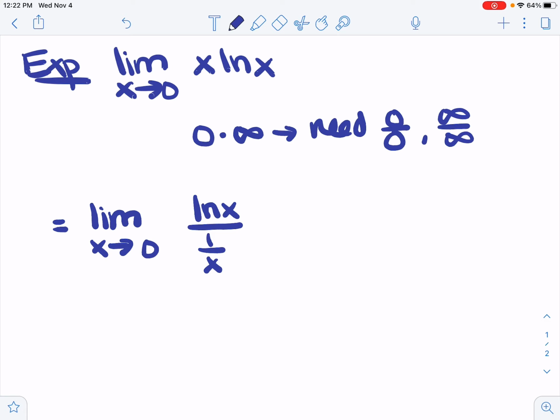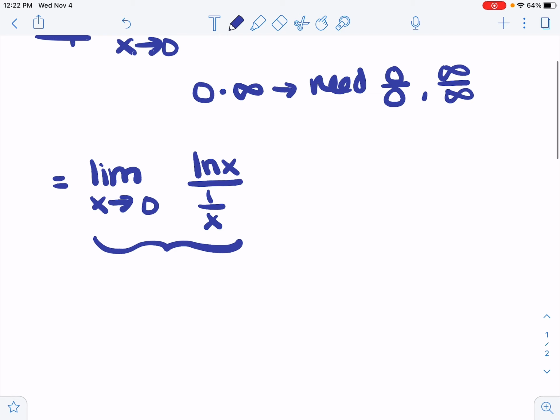So when we write it that way, what happens is we end up with, as x goes to 0, the numerator, natural log of x, going to negative infinity. And the denominator, 1 over x, as x gets small, also goes to infinity. So we have an infinity over infinity indeterminate form now. So now we can use L'Hopital's rule. That's the trick we need to do every time we have this 0 times infinity case.